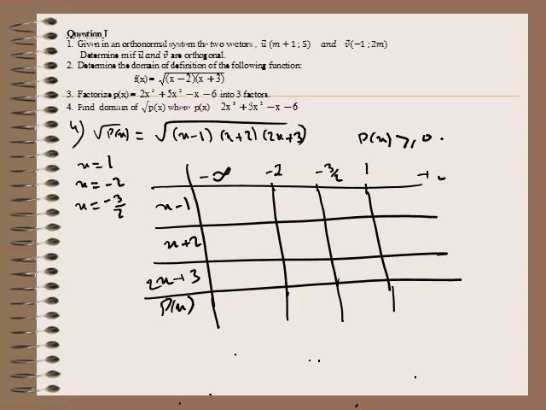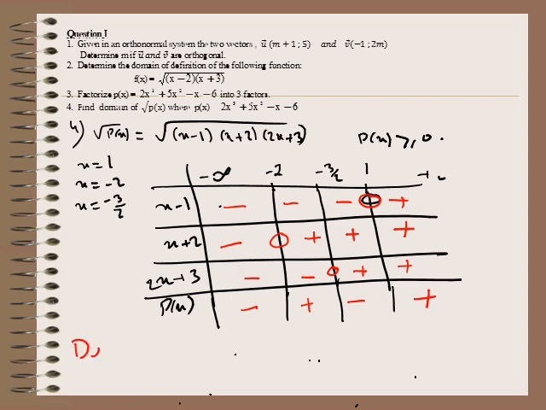x minus 1, its solution is 1. x plus 2, its solution is minus 2. 2x plus 3 equals 0, so x equals minus 3 over 2. Signs: minus, minus, minus, plus; minus, plus, minus, plus. P of x positive.